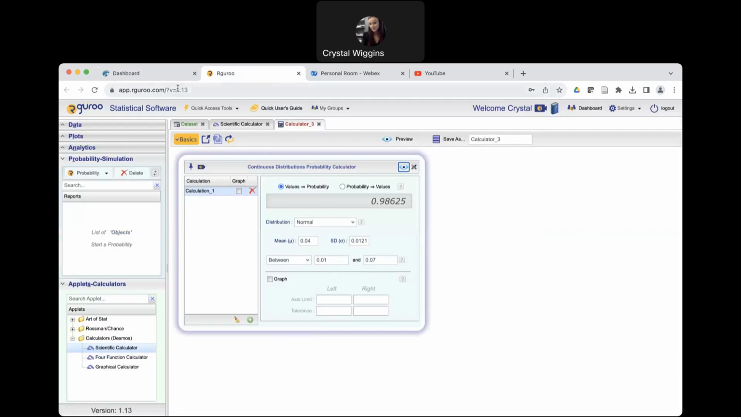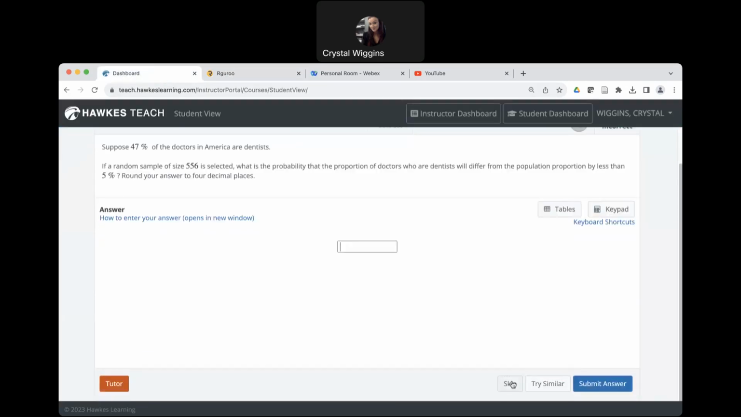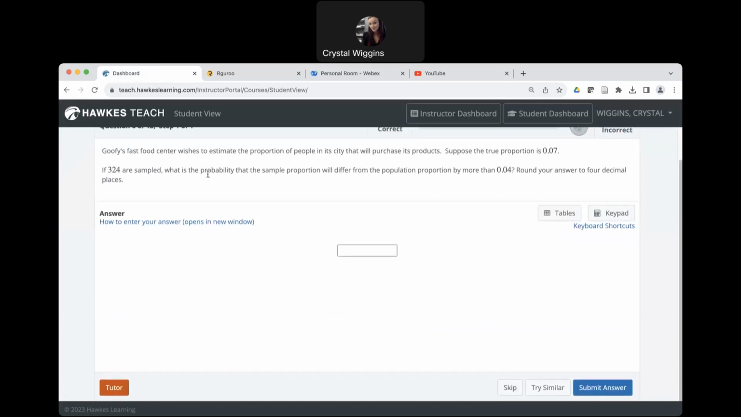All right, let's try one more together. Let's see, this is a differ less than. Let's do a differ more than. Here we go. Goofy's fast food center wishes to estimate the proportion of people in its city that will purchase its products. Suppose the true proportion, again, the population proportion is 0.07. If 324 are sampled, what is the probability that the sample proportion will differ from the population proportion by more than 0.04? So things that we need is that the population proportion is set at 0.07.